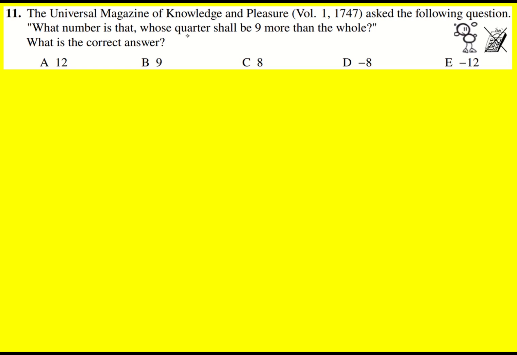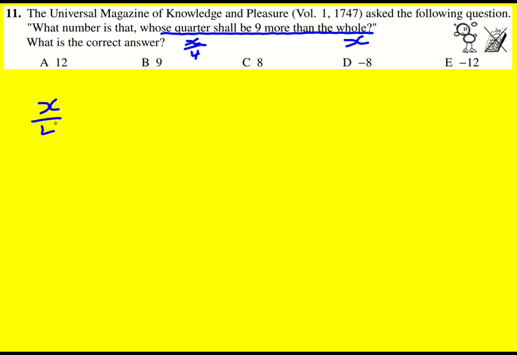The key part about this question is as follows. We need to find a number whose quarter is 9 more than the whole. So the full amount, let's call this full amount x. Then the quarter is going to be x over 4. And we've got that the quarter is 9 more than the full amount.